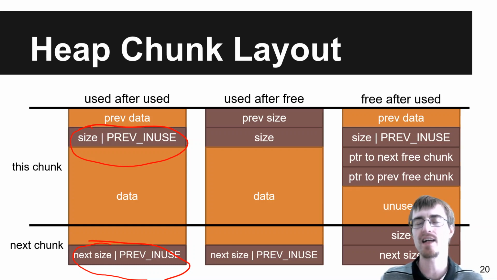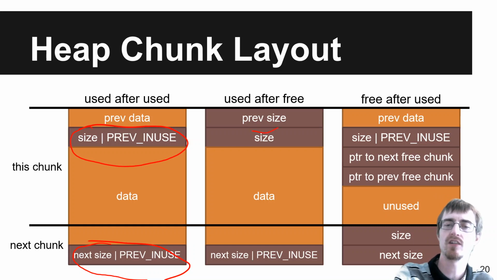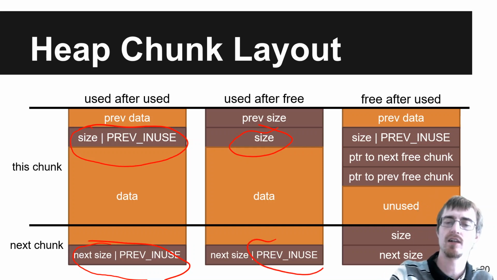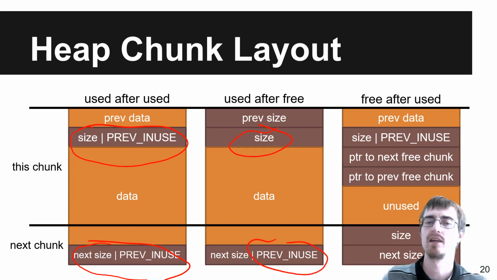We have the data and it flows into the prev size field of the next chunk. At the start, we now have the prev size field stored. This keeps track of what the size of the previous chunk is, and it turns out we actually need this information to be able to do merging of free blocks. We also have the size of this block, which now no longer has the prev in use bit set. However, the next chunk does have the prev in use bit set to indicate that this chunk is used.